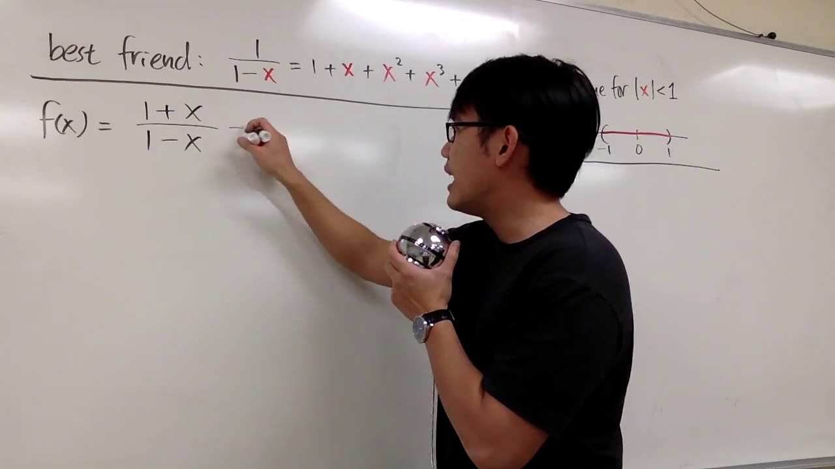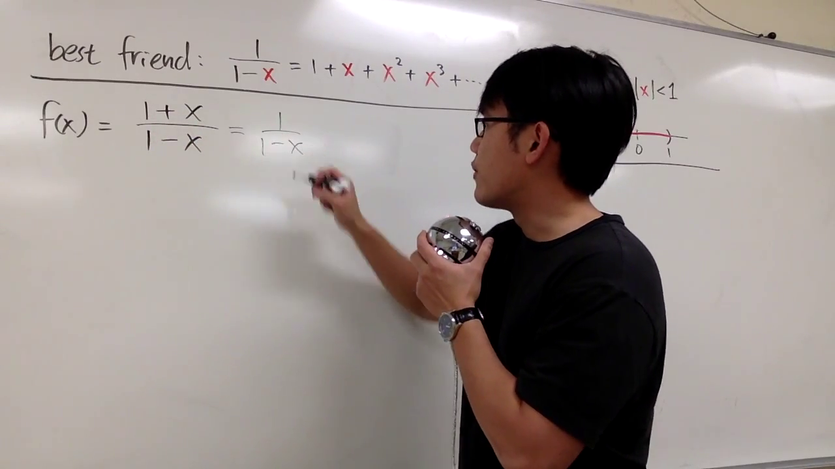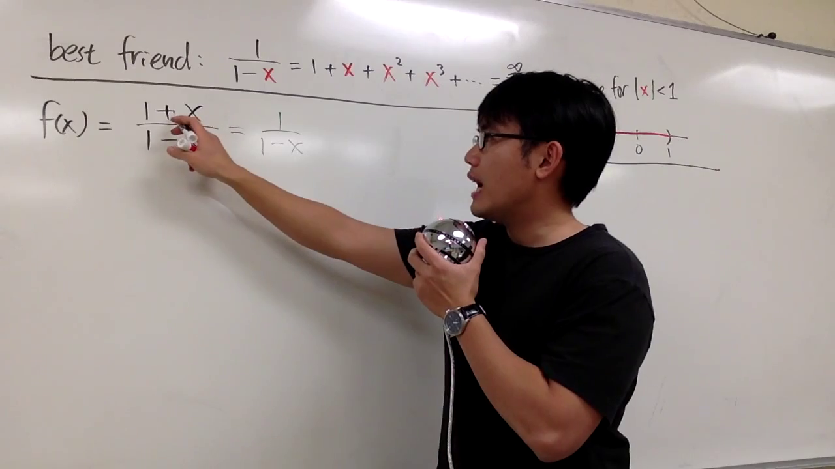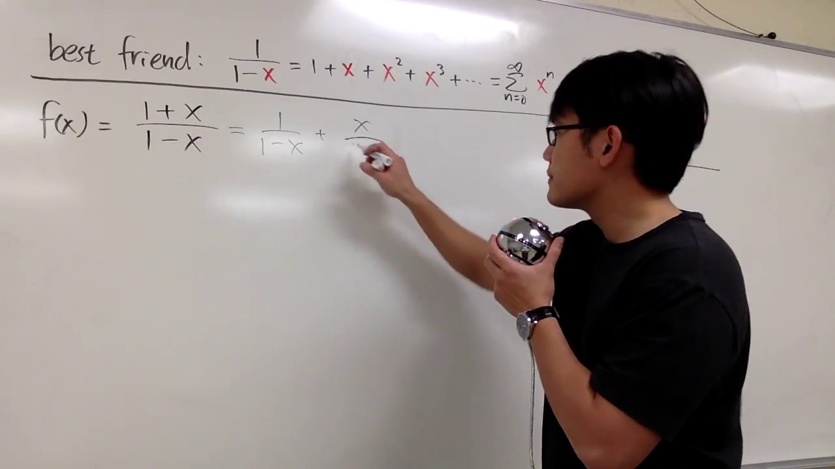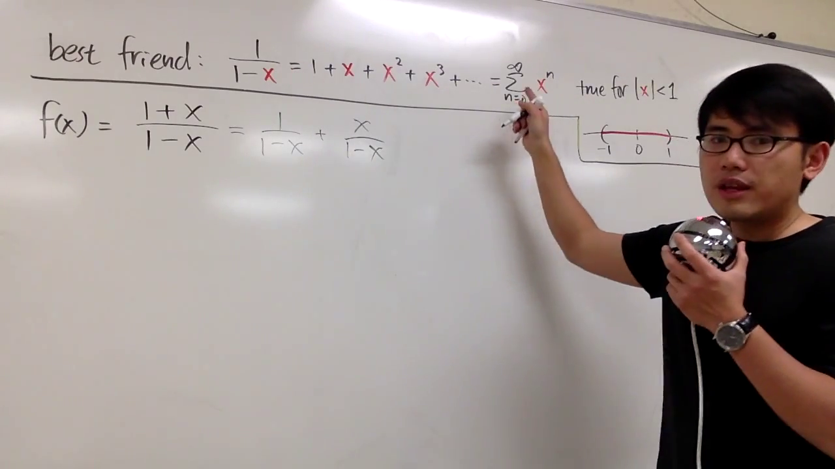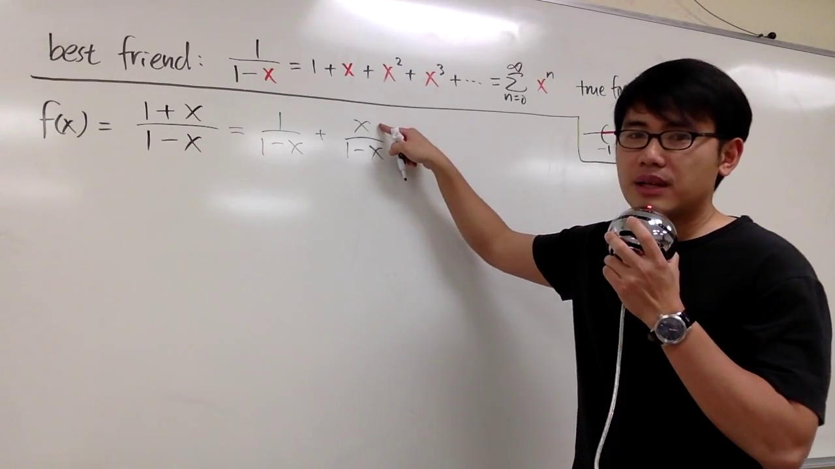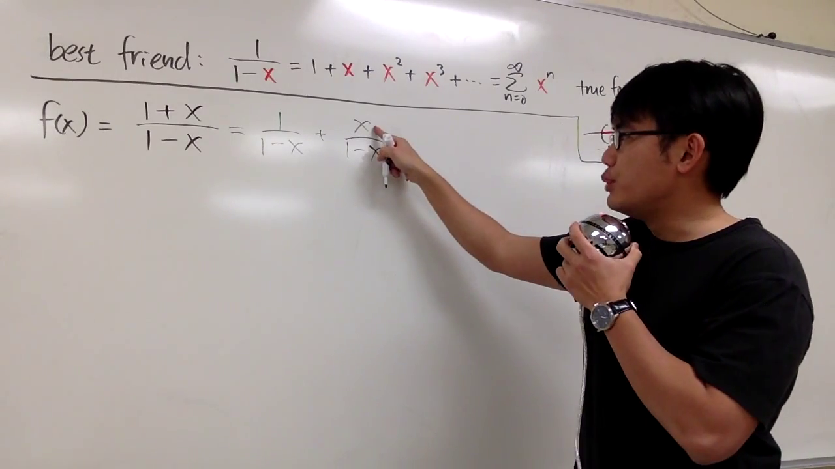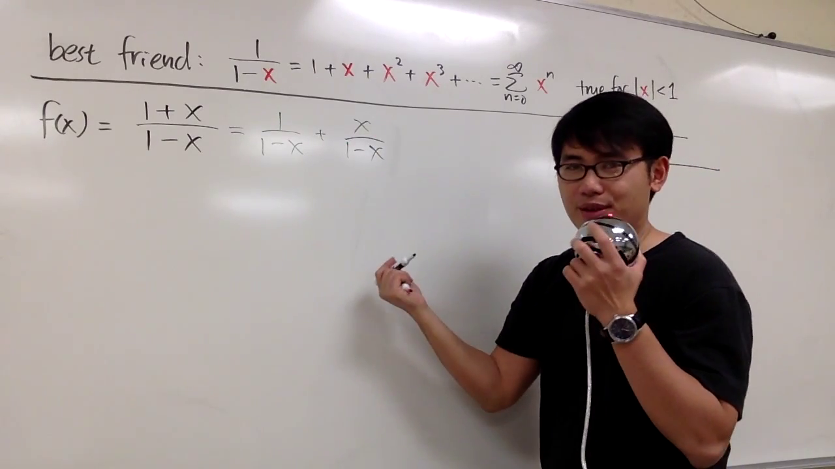So let's look at this as 1 over 1 minus x as the first fraction. And then for the second one, we will have plus x over 1 minus x. As you can see, the first one is exactly our best friend. But then for the second one, it's not really, because we have the x on the top. But it's not that bad, because I can just put this x on the side and then put a 1 on the top. So multiplying, still the same.